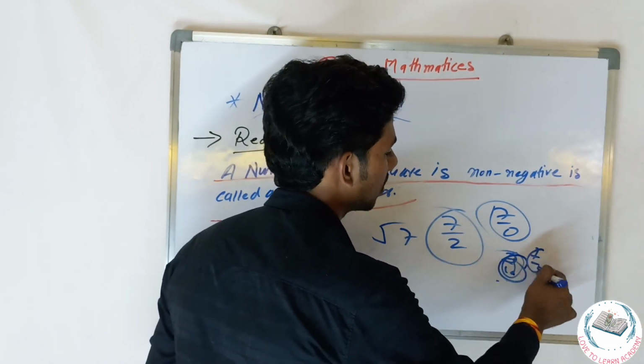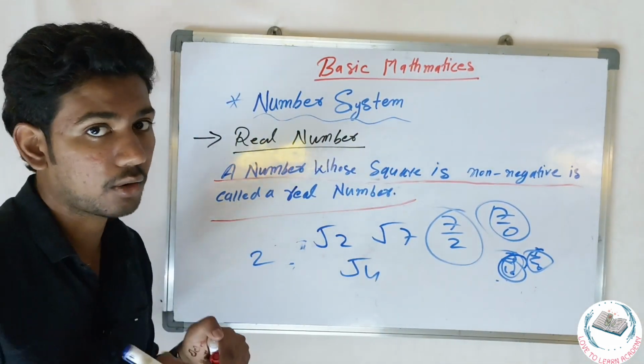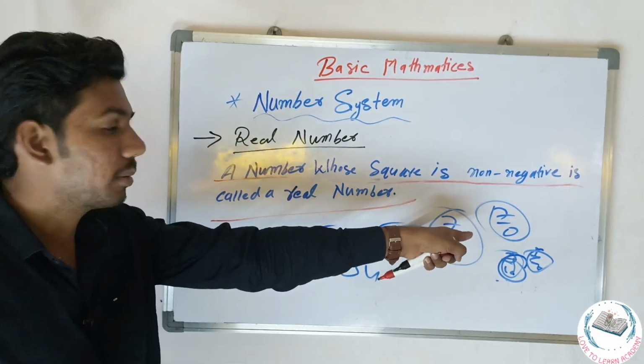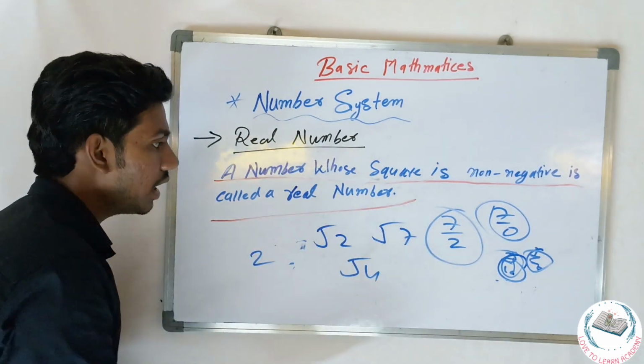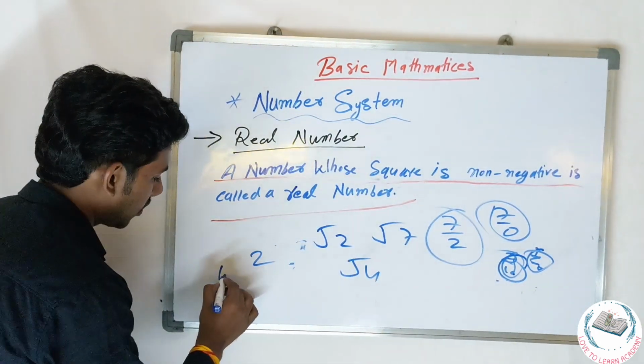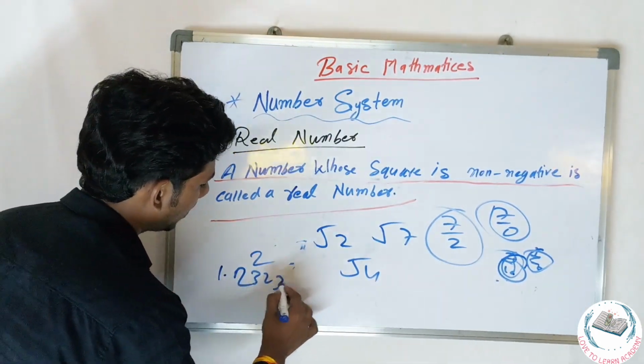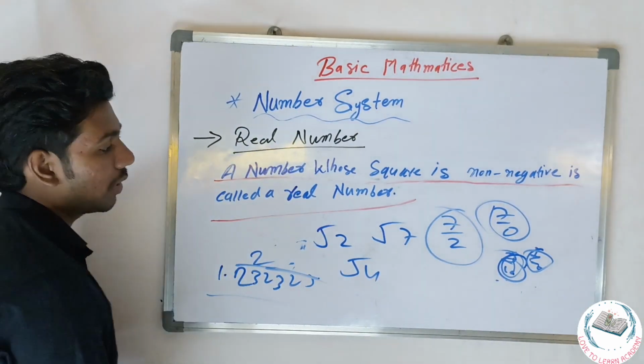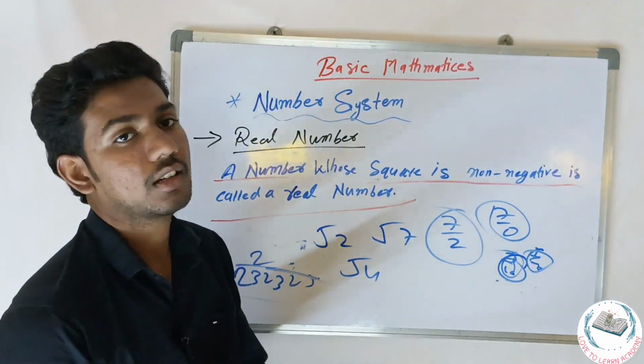7 by 0 is not a real number, I think. According to me, but I'm not sure. And 1.232323 going on, this is also a real number. But what is not a real number?